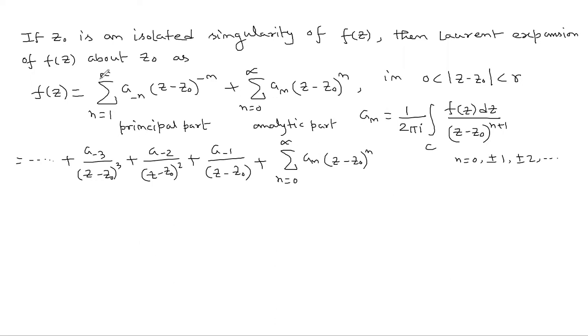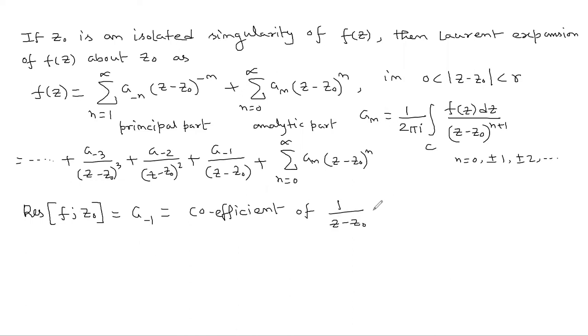Here the residue of the function f at the point z0 is defined as the coefficient of 1 by (z minus z0). We denote residue of f at the point z0 as Res(f, z0). So it is defined as a minus 1, that is the coefficient of 1 by (z minus z0). It is also defined as a minus 1, that means 1 by 2 pi i integral over C f(z) dz.